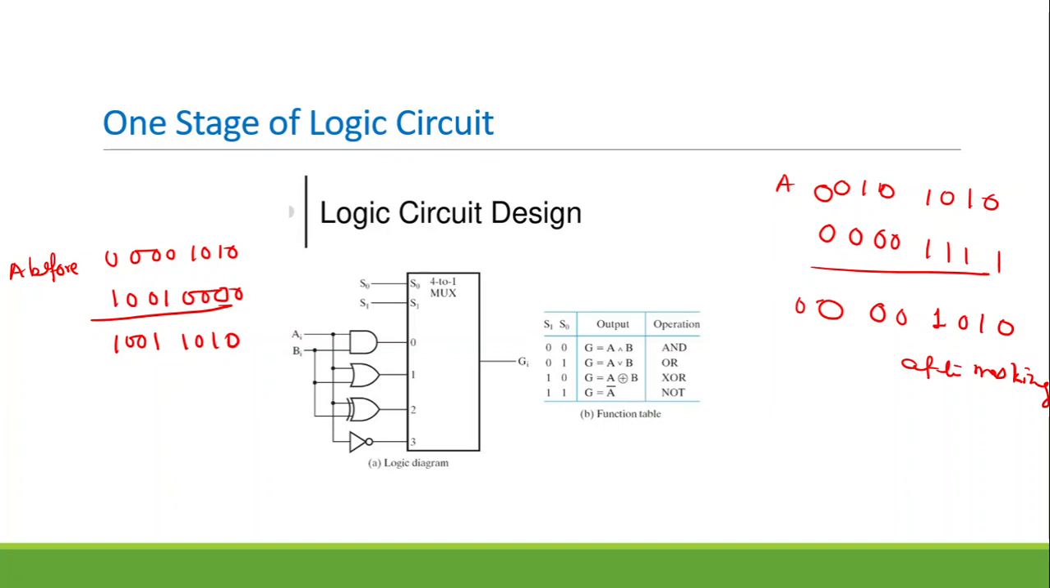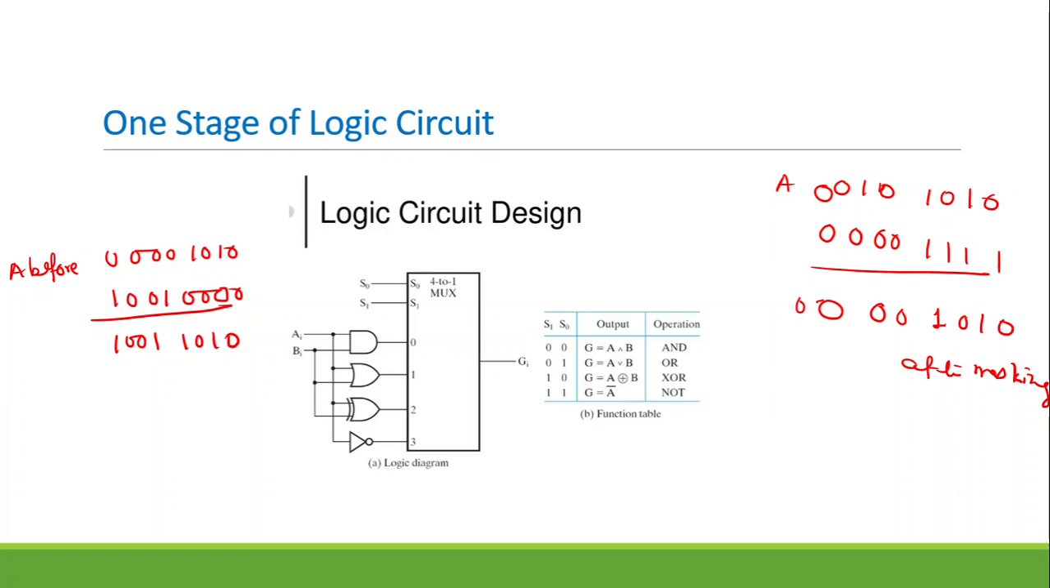So if the content of A is 1010 and the content of B is 1010, what will be the output? The output will be 0000.